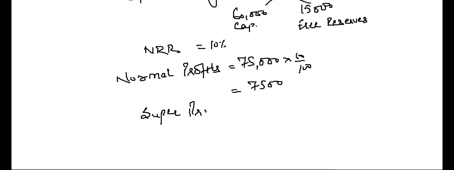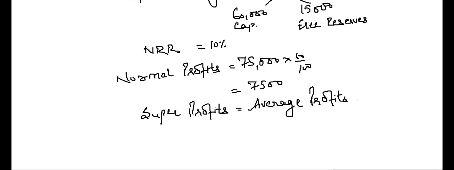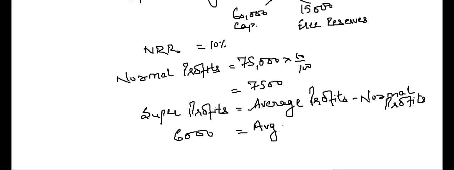Super profits is equal to average profits minus normal profits. Right. We have super profits as 6,000. We have to calculate average profits, and we have normal profits of 7,500.